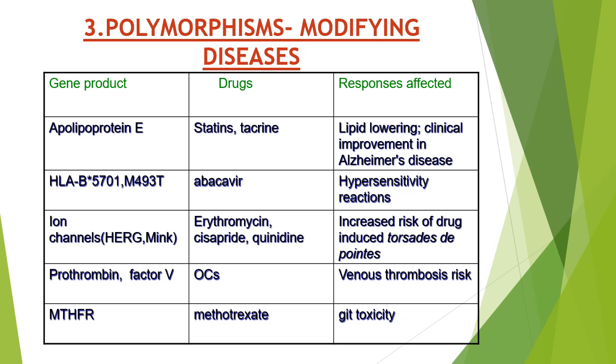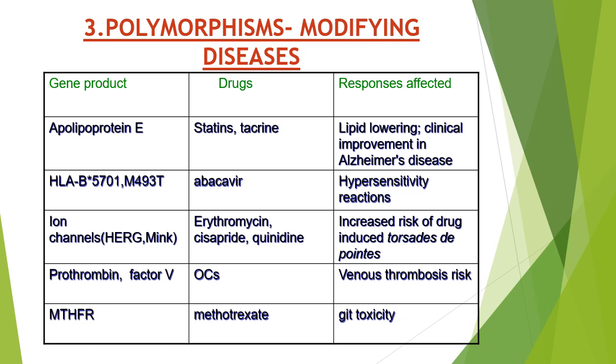The third is disease modifying polymorphisms. For example, statins and tacrines interact with apolipoprotein E and will have lipid lowering effect and clinical improvement in Alzheimer's disease. Abacavir will interact with HLA-B 5701 and M493D and will cause hypersensitivity reactions.